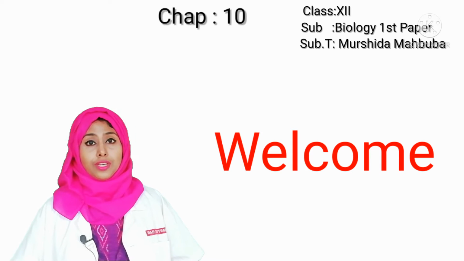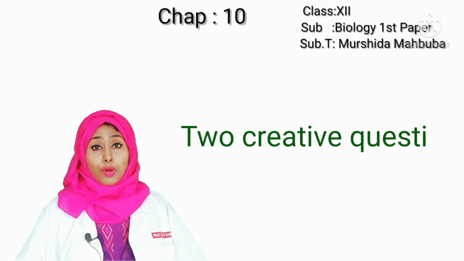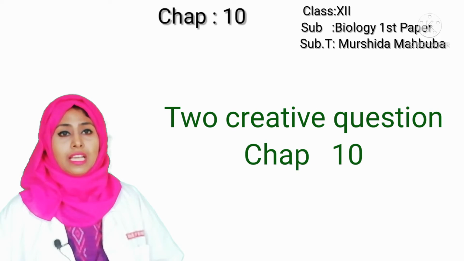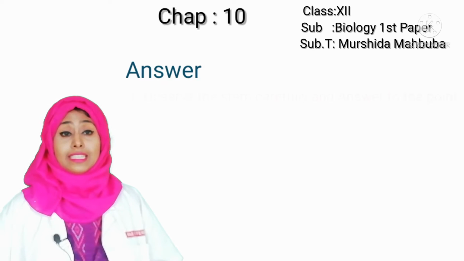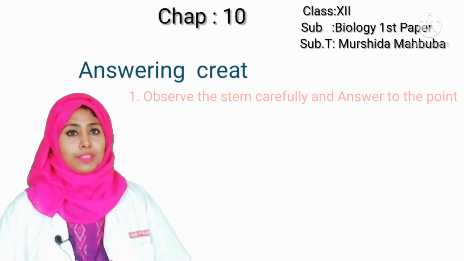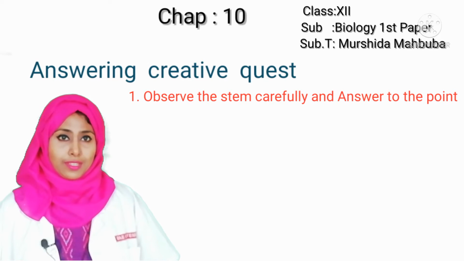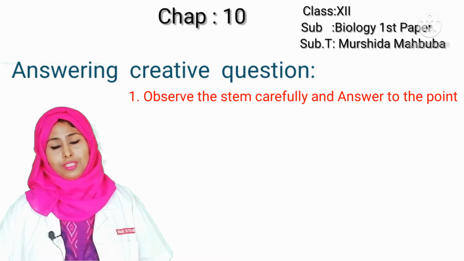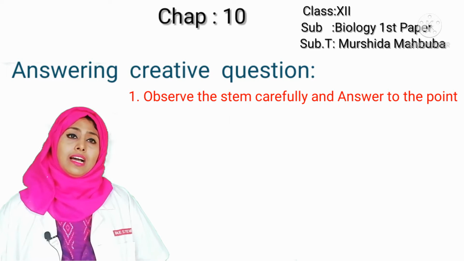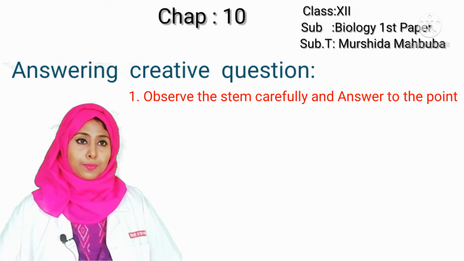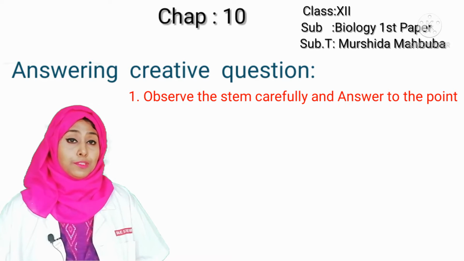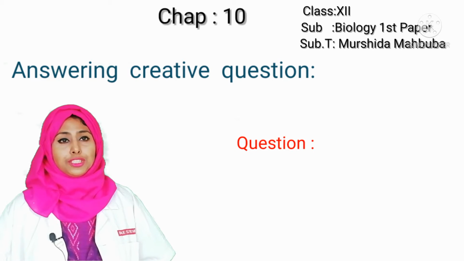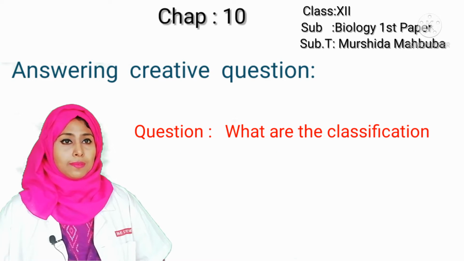My dear students, today we will discuss two creative questions from chapter 10. You have to maintain some tricks. You should observe the stem carefully and answer to the point. Many of you come up with the wrong answer without being able to understand the stimulus properly. You write down properly what you understand, but the stem wants different things. We can show you many examples of this problem.